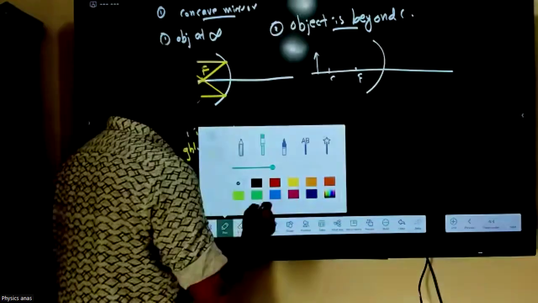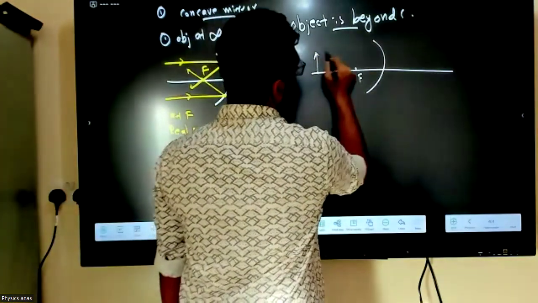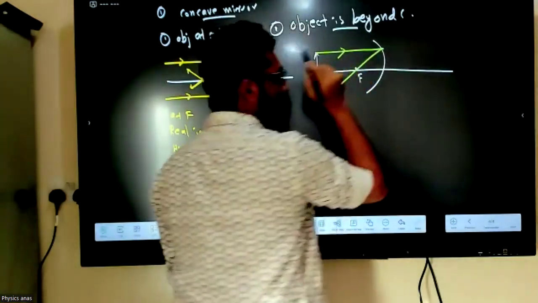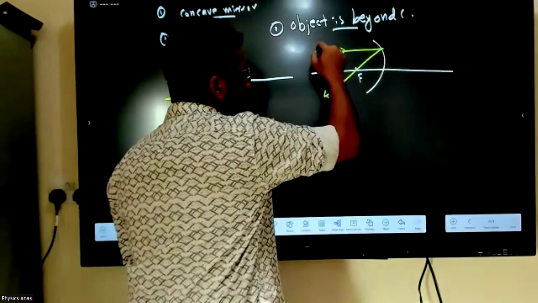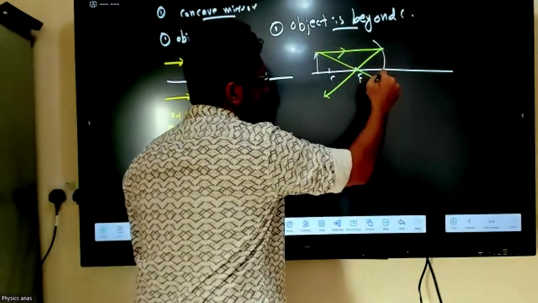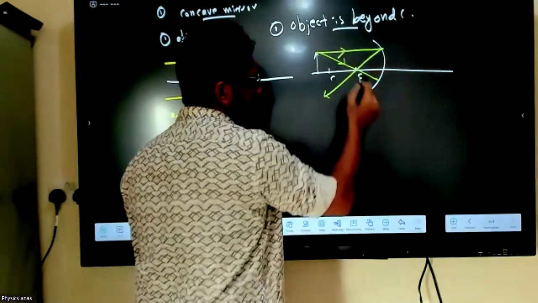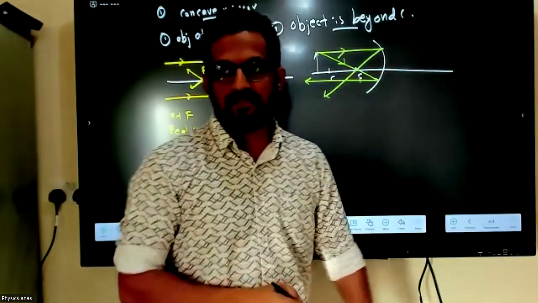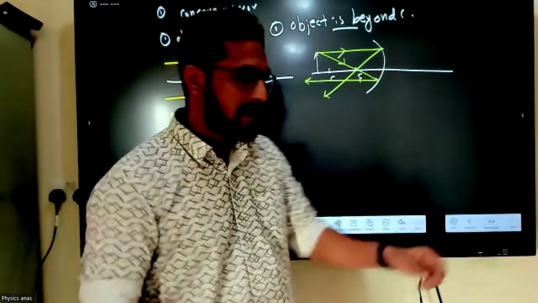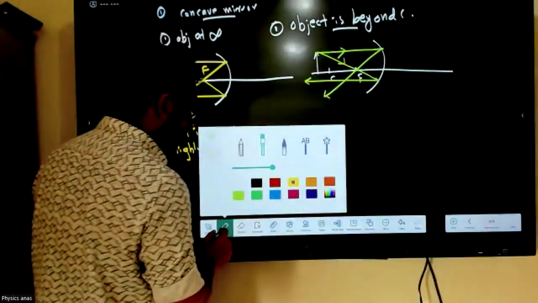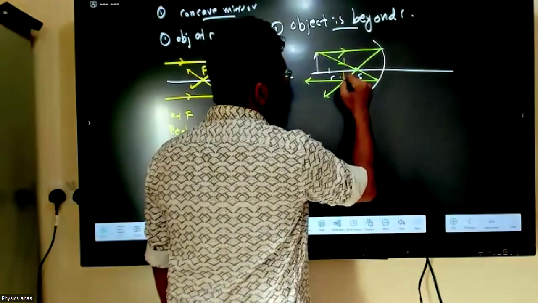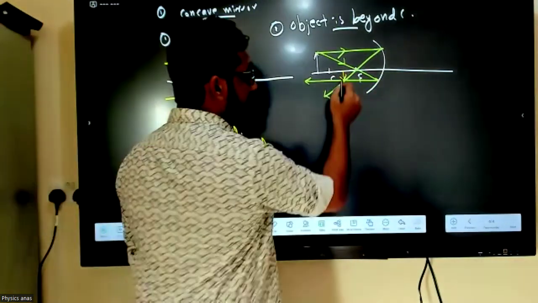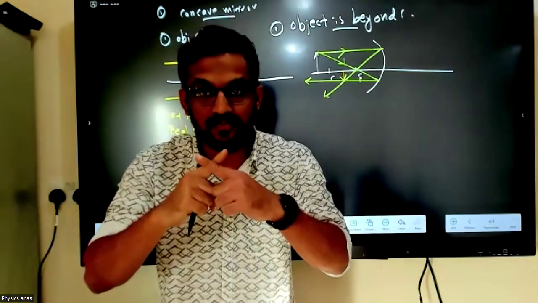What will be the first light ray? The first light ray is parallel to the principal axis, and it will pass through the principal focus. The second light ray passes through the principal focus and will be parallel to the principal axis. If the object is beyond C, the image is between C and F, formed by the intersection of the 2 light rays.